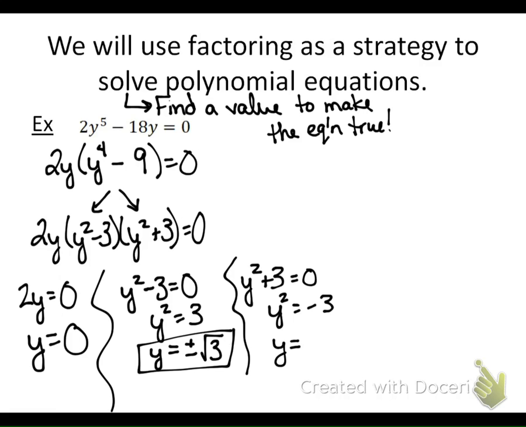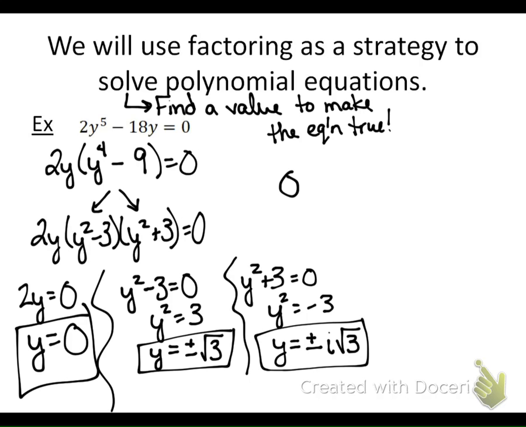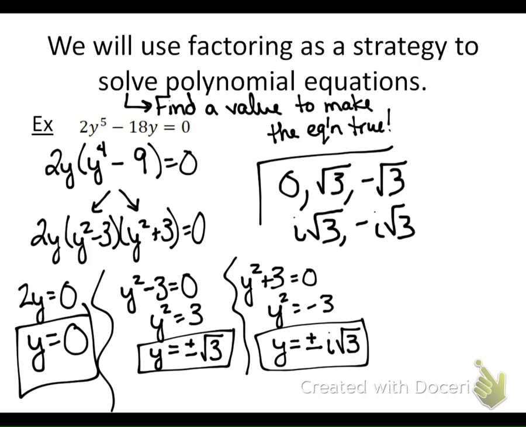Still going to take the square root of both sides. We get a plus or minus. Since we're going to have a negative square root, I'm already going to take out my i. We also have positive root 3, negative root 3, positive i root 3, negative i root 3. Notice how many solutions we have and what is the degree of the polynomial.